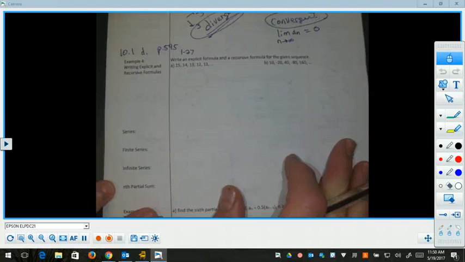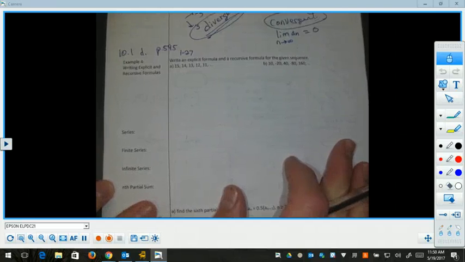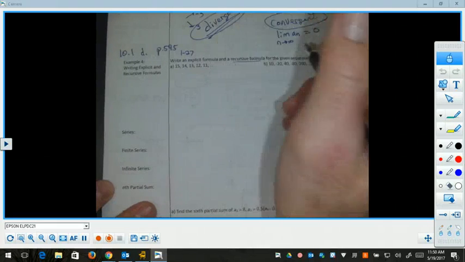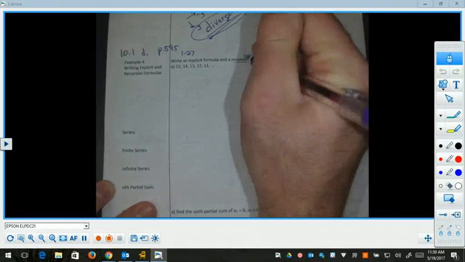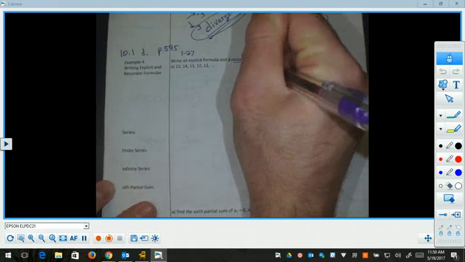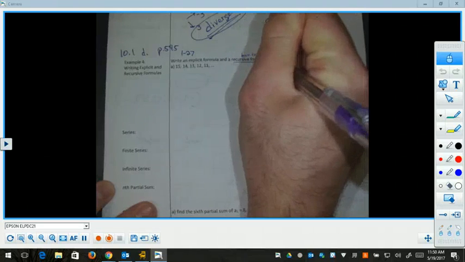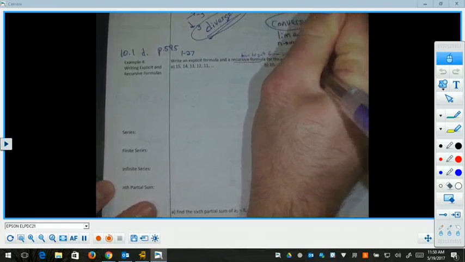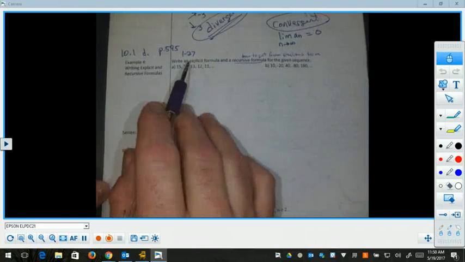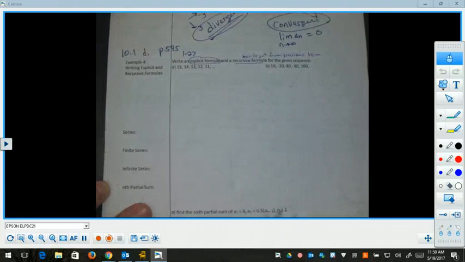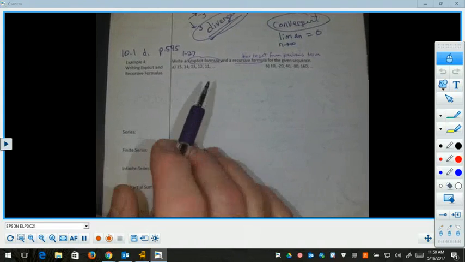So example 4, write an explicit formula and a recursive formula for the given sequence. Well, remember, recursive is the pattern found from how we get the new term from the previous term. So that one's usually pretty easy to find in the pattern. And then the explicit is where we're looking for an algebra rule. We have specific ones that generally come up that we'll be looking at in further units, but we're just going to look for patterns and see if we can figure out the rules here for now.